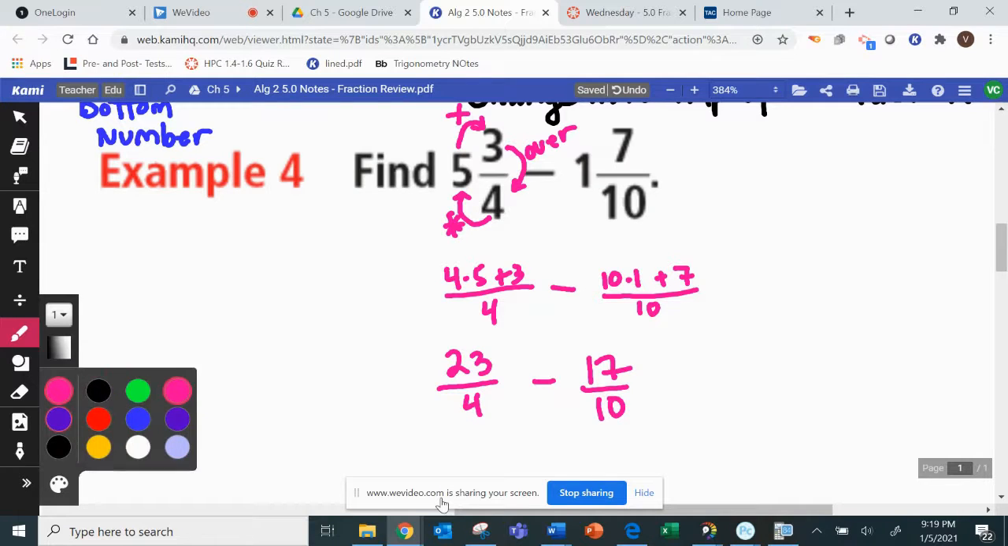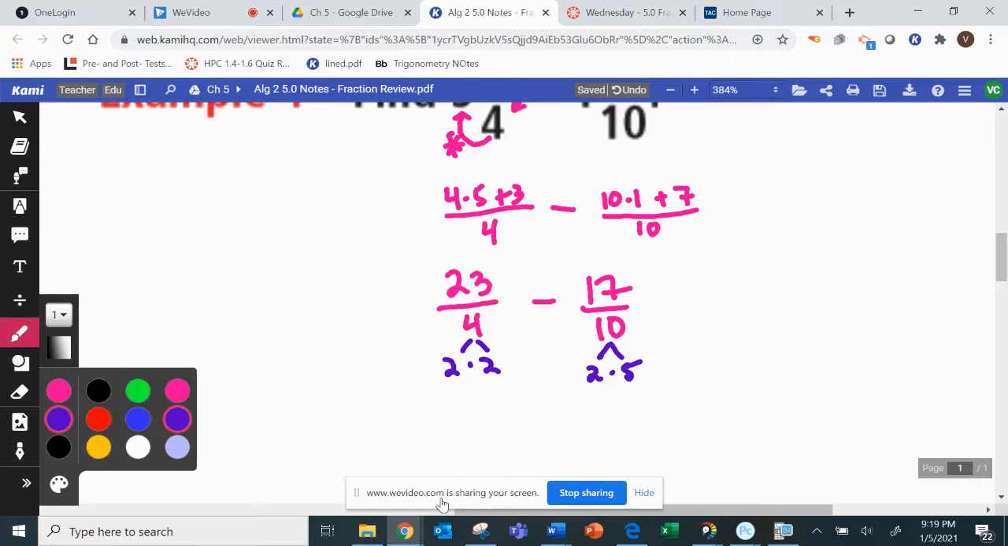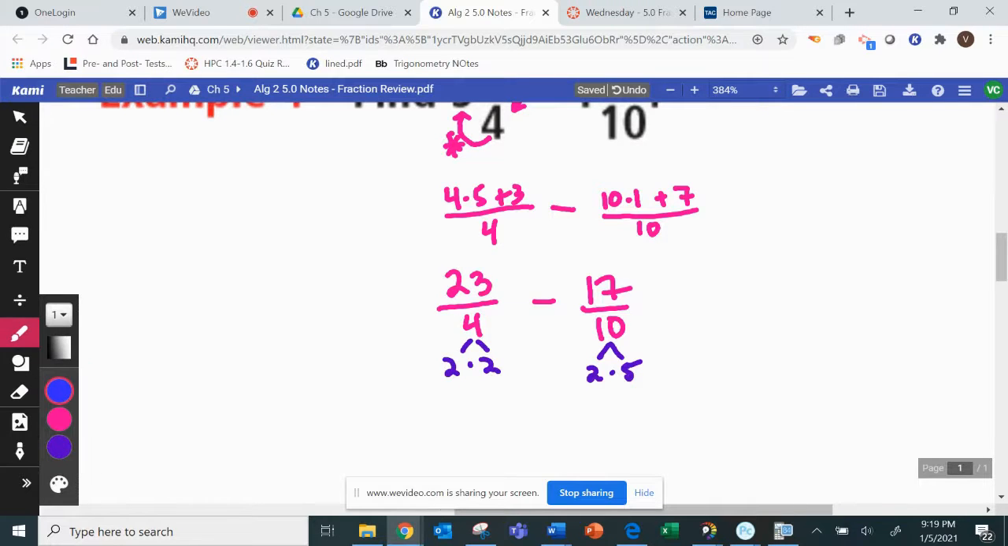Now we need to have a common denominator. So I think about, how do I make 4? Well, 4 is 2 times 2. How do I make 10? 10 is 2 times 5. I have to give 4 anything that 10 has, but 4 does not have. So when I look at 2 and 2, there isn't a 5. So I need to give it a 5. Over here, I look at 2 and 5. There are not 2 2's, so I need to give it a 2. So we have 2 2's. Now they have all the same numbers in the denominator.